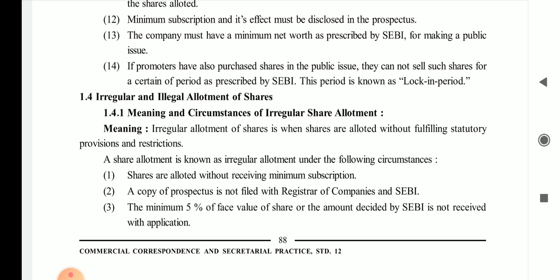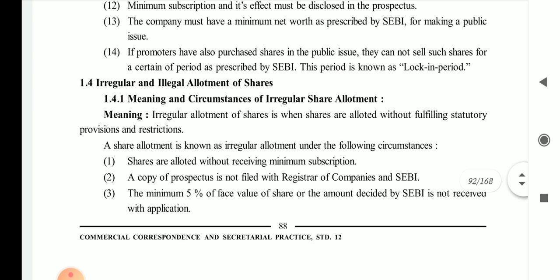Say, for example, I am the promoter of the company, and while issuing the shares I have to compulsorily purchase shares of such an amount. But I have decided and mentioned in the prospectus that if promoters have purchased the shares, they have to compulsorily keep them for 5 years. And I am purchasing the shares of my company, and I have to keep them with me for 5 years, and it is compulsory. So that is the lock-in period for me, and it is 5 years.